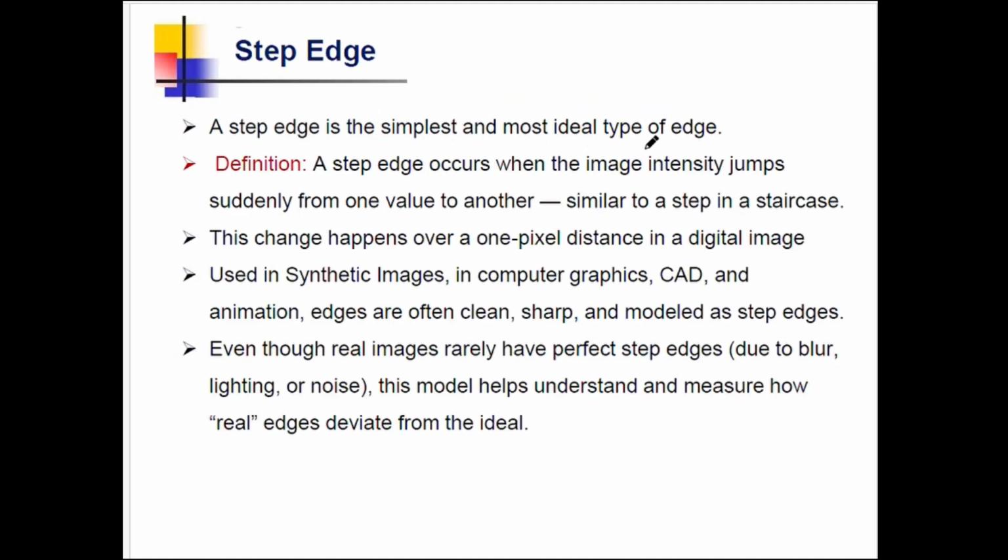A step edge is the simplest and most ideal type of edge. A step edge occurs when the image intensity jumps suddenly from one value to another, similar to a step in a staircase. This is the ideal edge. Even real images rarely have perfect step edges due to blur, lighting or noise. This model helps understand and measure how real edges deviate from the ideal. You can analyze any edge by taking the ideal edge as reference. So that is a step edge, and these are all the applications of step edge.